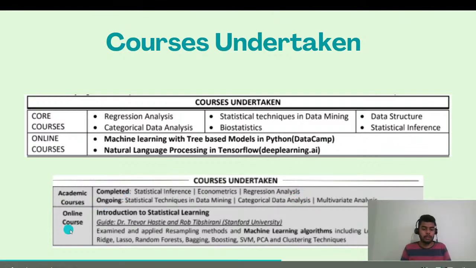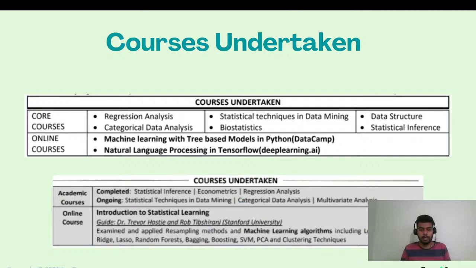And in the online courses also, if you want to list out the title and also explain what the different terms were that you studied in this particular course, you can explain it. You can see that he has explained what the different things he has learned. So this is important under the courses undertaken section, and you can choose any particular way to write it.